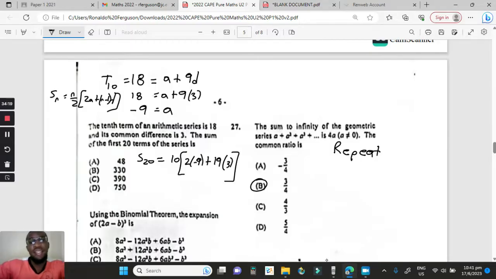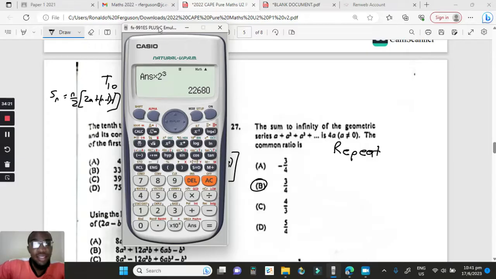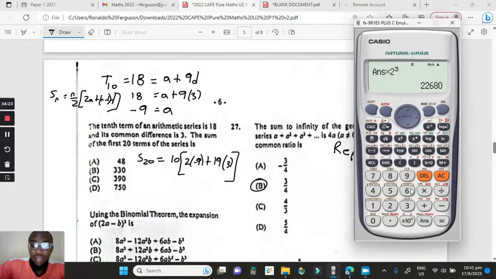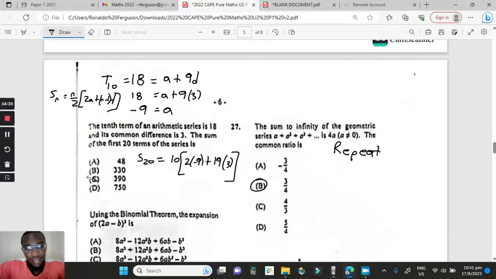And so you put that in a calculator. Now guys, I am very tired and you are very tired, but we're pushing through. So when you're tired, what do you do? Push through. 19 times 3, 390. That's C.